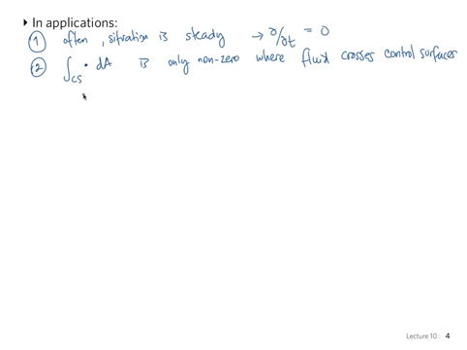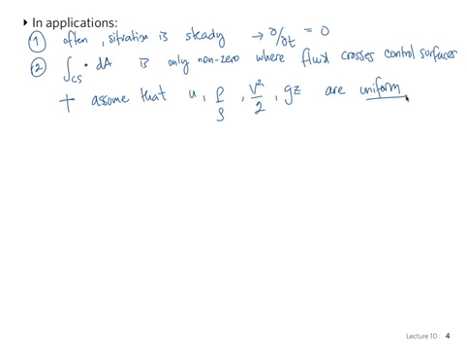And in addition to that, we can often safely assume that these terms that appear inside the surface integral, such as u, p over rho, v squared over 2 and gz, are uniform across the control surface, and so that simplifies quite a lot that flux term.